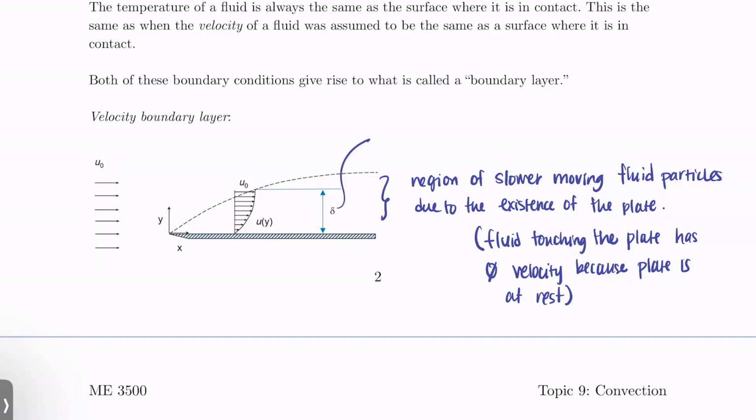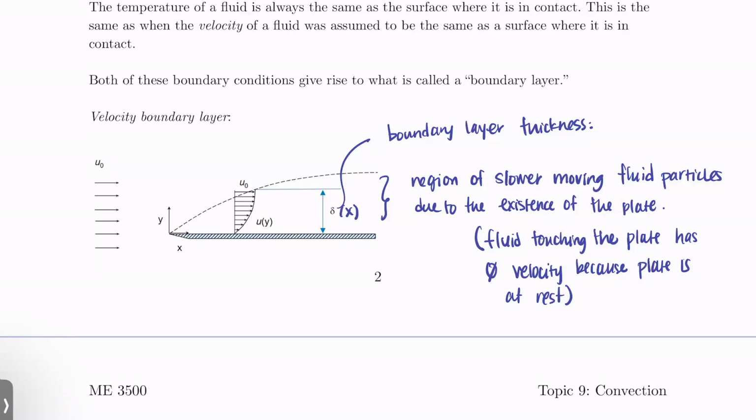Delta is what's called the boundary layer thickness. All right, and so it's going to be a function of x. So it will depend on how far along the plate you have gone, what the height of this boundary layer is. All right.